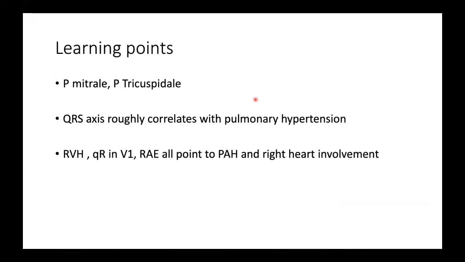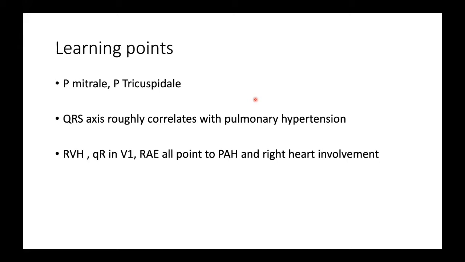Now, the learning point from this ECG is that the same ECG can have both P mitral and P tricuspidale, also known as P pulmonale. And if you see the QRS axis, normally in a patient with mitral stenosis, we say that this is severe. So the ECG can also tell you severe mitral stenosis.